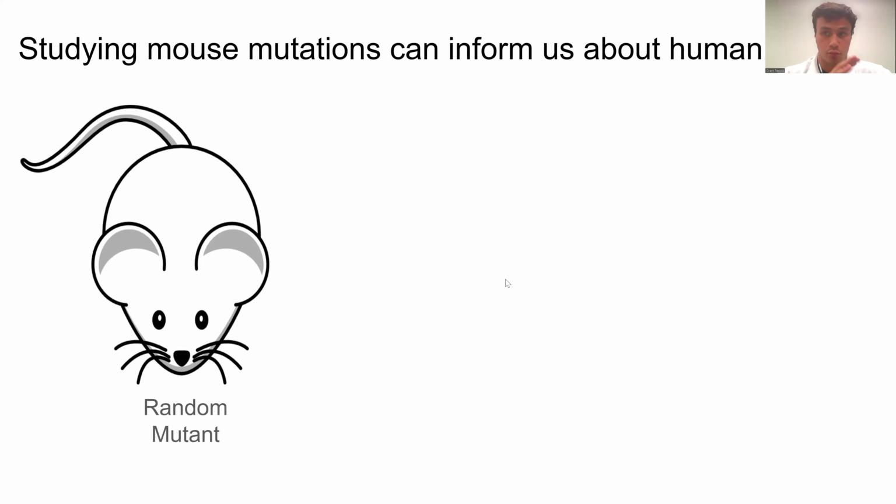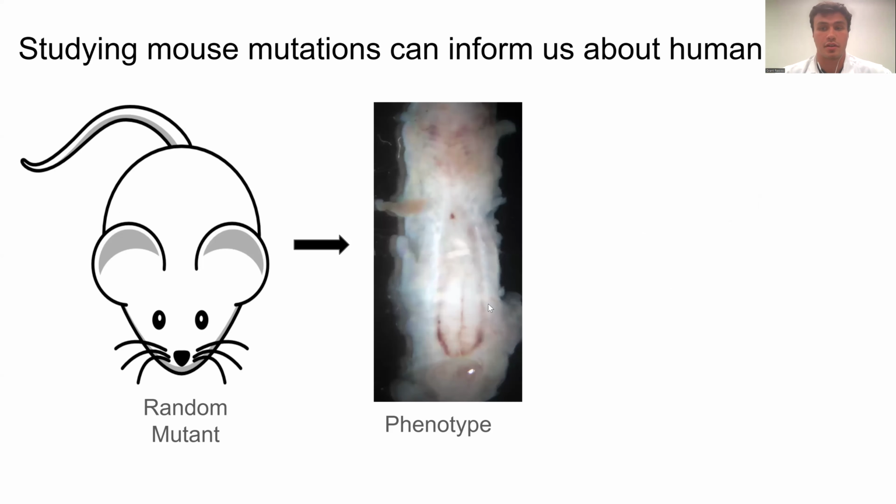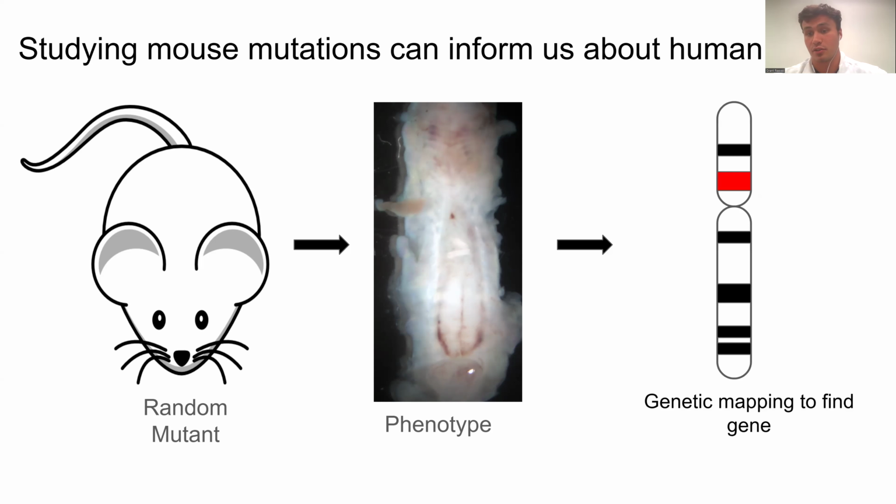And that random mouse mutation will then be corresponded to a specific phenotype that I'm looking for, which generally pertains to nervous system development or nervous system dysfunction. And then we will take that phenotype and we will map it to a specific genetic location on a chromosome and then determine which gene corresponds to that phenotype.